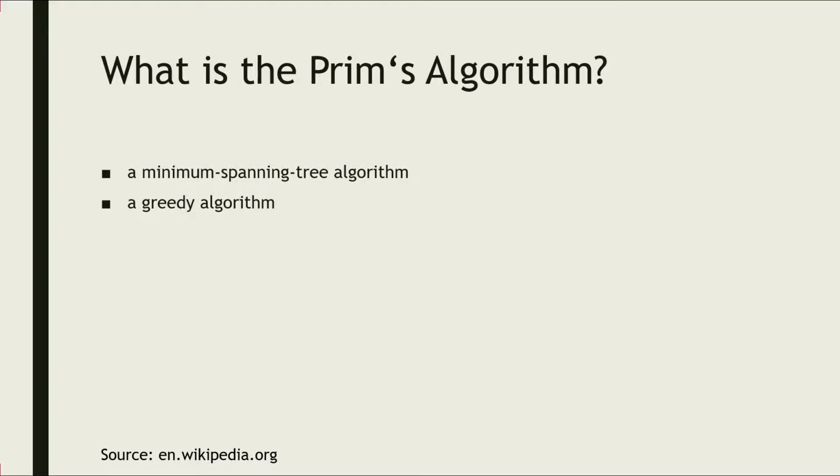It is a minimum spanning tree algorithm, which means it is a minimum way of connecting a weighted, undirected graph without cycles, and it's also a greedy algorithm, which means it makes a locally optimal choice at each stage with the intent of finding a global optimum.